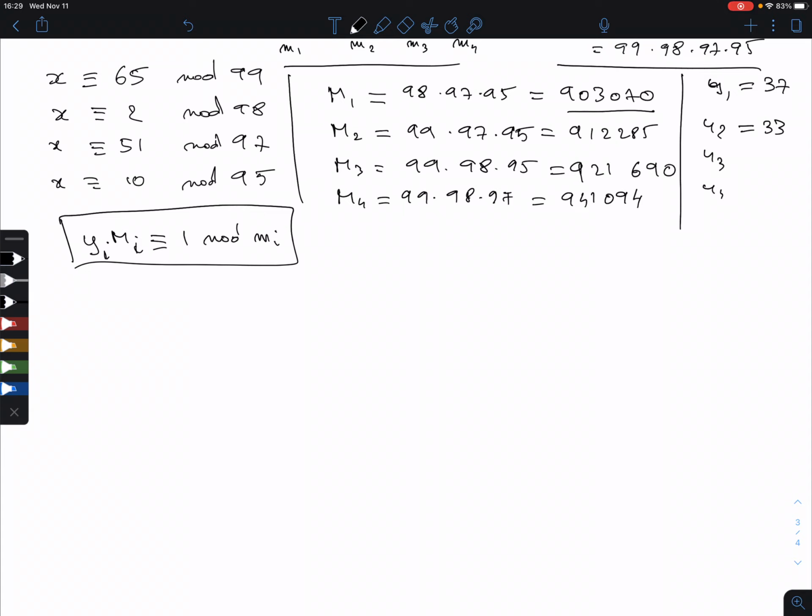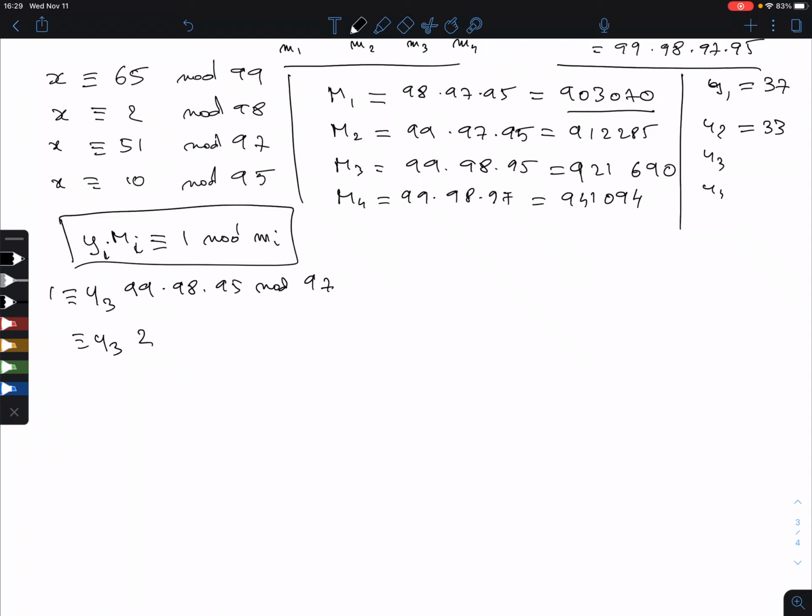And that's why I took the biggest one first, because that's the one that is going to actually cause the most headache, so to speak, y3. So y3 is 99 times 98 times 95 mod 97, and this has to be 1. But 99 is the same as 2 mod 97. Remember, just subtract 97, right?